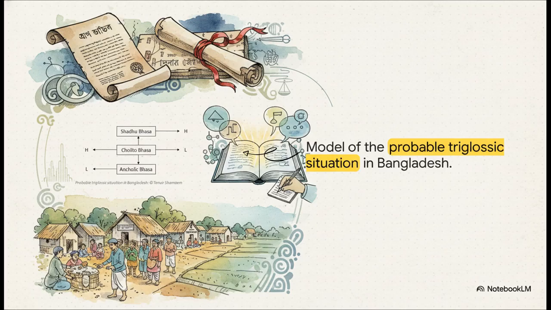Down at the bottom, you have the regional dialects, the Anchalek Bhasa. Those are pure L varieties. And right there in the middle, you have Cholito Bhasa. It acts as the L variety when you compare it to the super formal Sadhu, but it acts as the H variety for most educated speakers when they compare it to their local dialects. It is a perfect real-world example of that overlapping triglossic model we just saw.